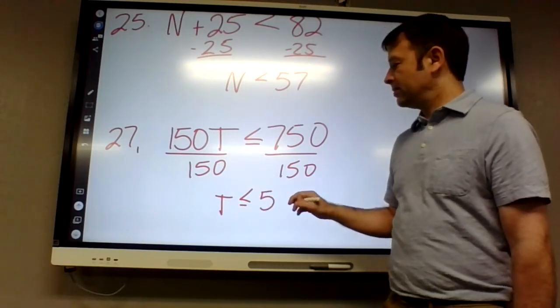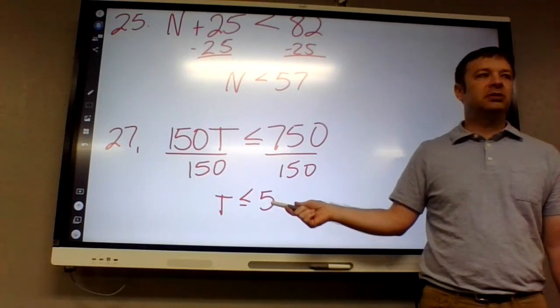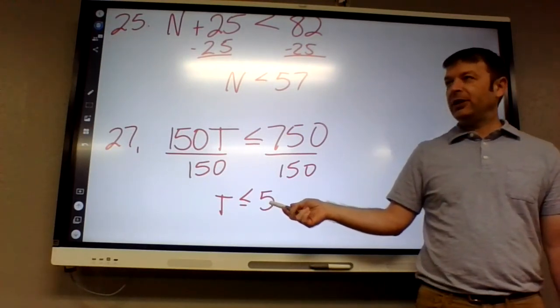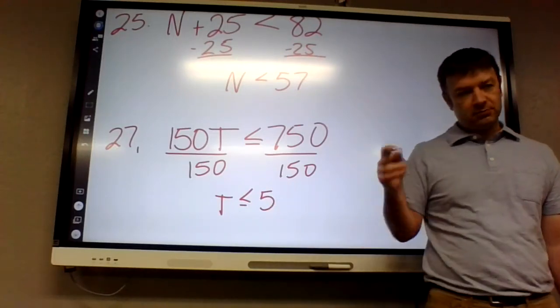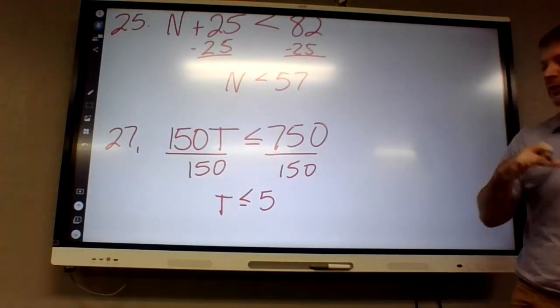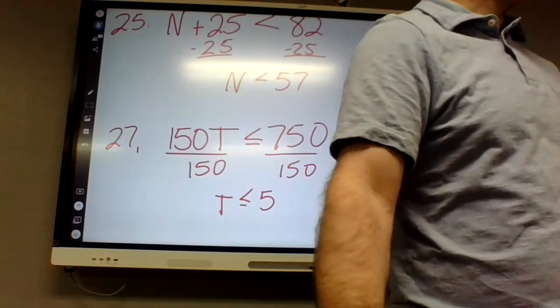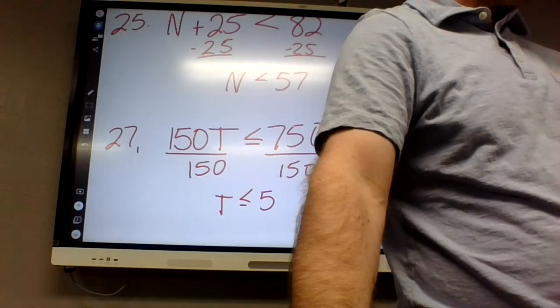So what does this mean? Five or fewer teenagers are allowed to ride. At most 5 teenagers can ride. 5 or less, so at most 5. Okay, why don't you guys work on the evens?